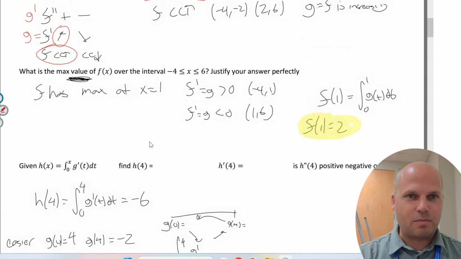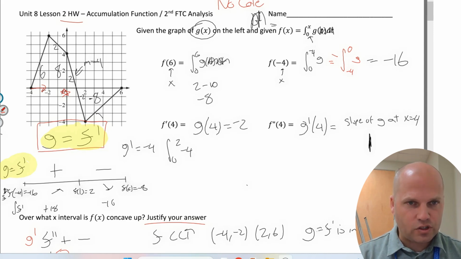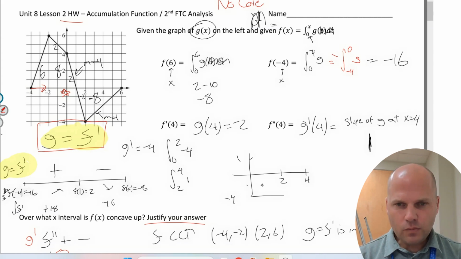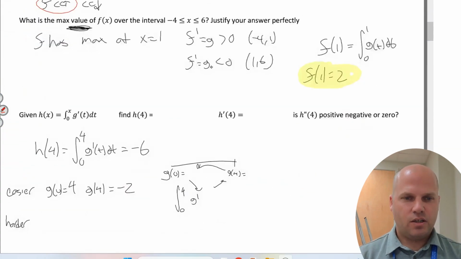Now, the other way to do this is to say, okay, g's slopes are minus 4 from 0 to 2. This slope is negative 4. And g's slopes from 2 to 4, this slope here is 1. If you accumulate negative 4 from 0 to 2, this is going to be an area of negative 8. If you accumulate 1 from 2 to 4, this is going to be an area of 2. Add them together, you get that negative 6.